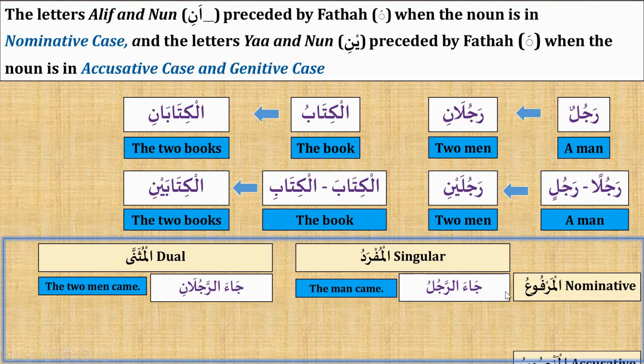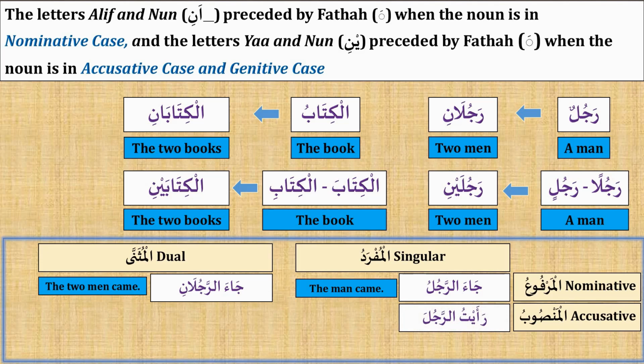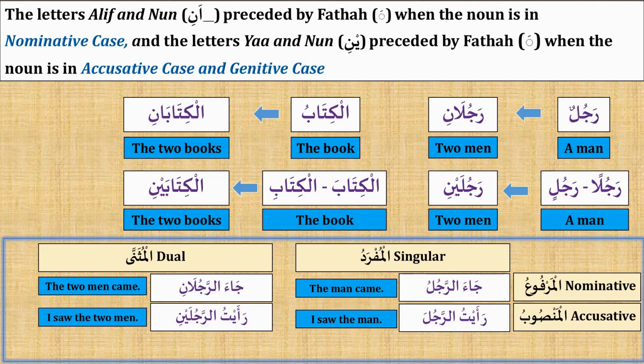The next case is accusative case, al-mansub, accusative case. Ra'aytu ar-rajula, I saw the man. The noun ends with fatha. When it is dual, ra'aytu ar-rajulayn, I saw the two men. When the noun ends with fatha, it must end with ya and noon in dual form.